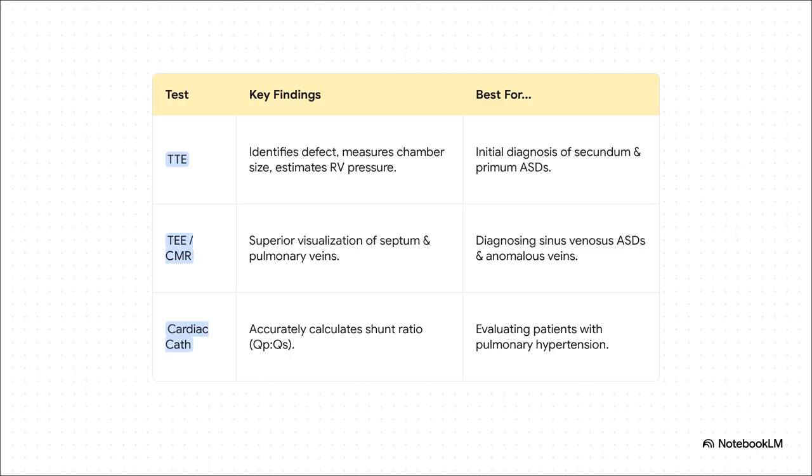But what if you can't get a good look? Or you're hunting for one of those high-up sinus venosus defects? That's when you'll level up to a transesophageal echo, a TEE, or maybe even a cardiac MRI for the best pictures. And one more thing, if you're worried about high pressures in the lungs, pulmonary hypertension, then you've got to go for the gold standard, a cardiac cath. That's the only way to get true pressures and measure the shunt size precisely.